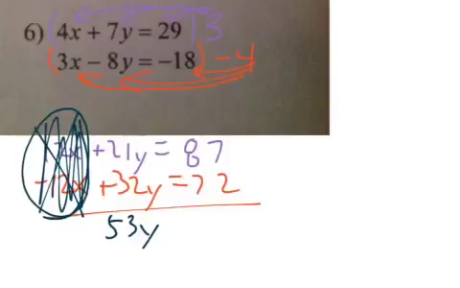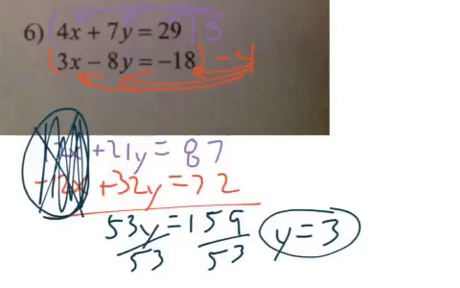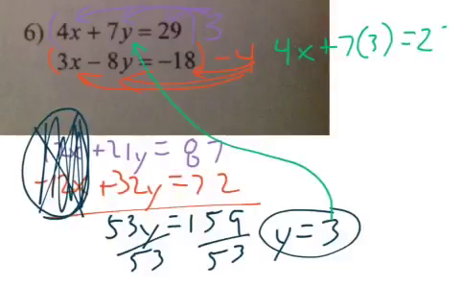I now have 53y equal to 159. And when I divide by 53, I know y equals 3. I'm not done, right? I'm going to take that y equals 3 and plug it in there. Now, I could have plugged it in any one of these equations, but I'm just picking the first one out of convenience. So I have 4x plus 7y, which we now know is 3, equal to 29. So 4x plus 21 equals 29.